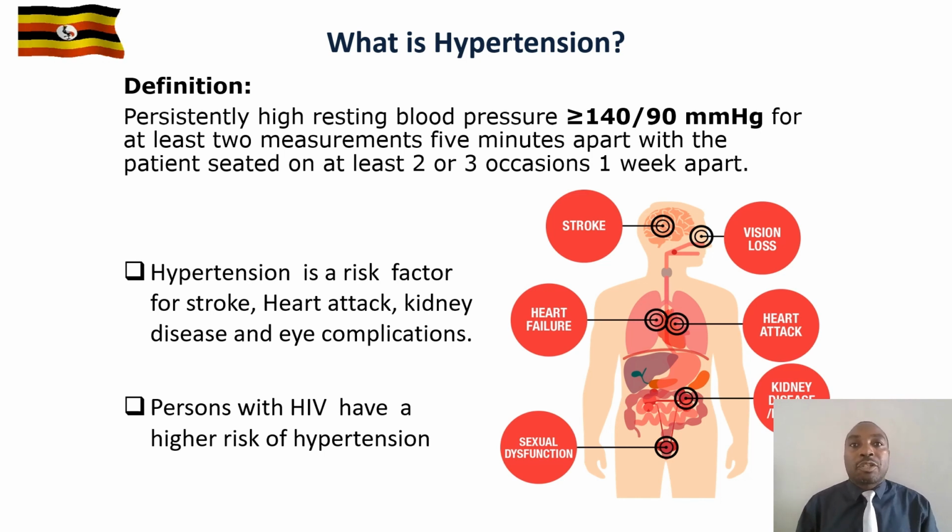And why is hypertension important? Because it predisposes to so many other diseases like stroke. It can cause stroke, heart attack, kidney disease, eye complications, sexual dysfunction, among others. How does it cause this?